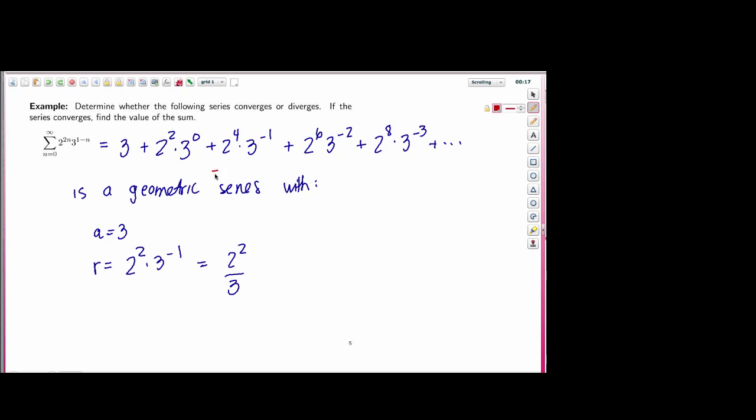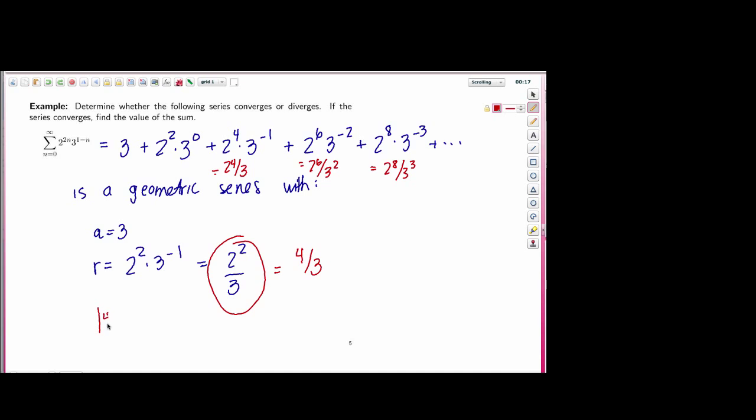So notice, for example, this is 2 to the 4 over 3. This term is 2 to the 6 over 3 squared. This term is 2 to the 8 over 3 cubed. So make sure you see why the common ratio is 2 squared over 3, or 4 over 3. So our common ratio is 4 over 3.